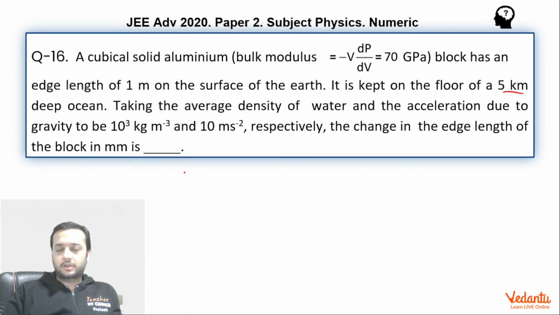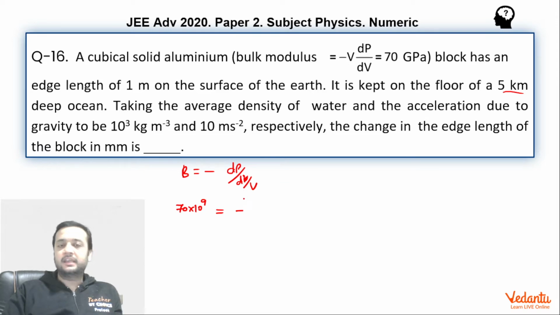It's a cubical block, so we know that the bulk modulus is equal to minus dP upon dV by V, as is given over here. The bulk modulus of the aluminum has been given as 70 gigapascals, that means 10 to the power 9 is giga, will be equal to minus dP, the change in the pressure. Compared to the surface of the earth, the excess pressure inside the ocean, which is 5 kilometers deep, can be found out by the value of h rho g.